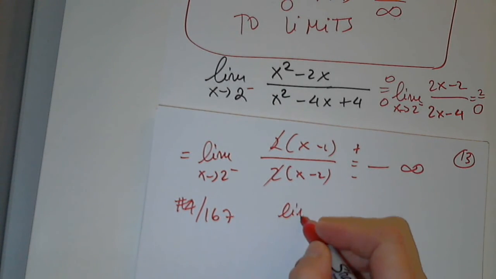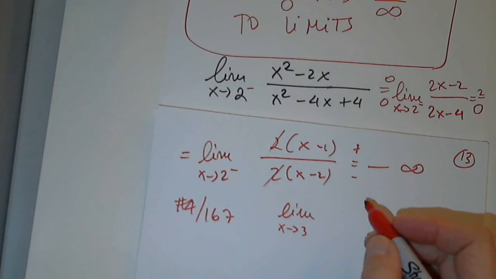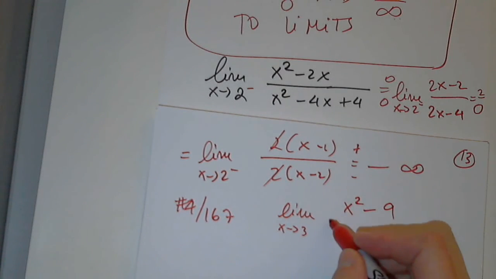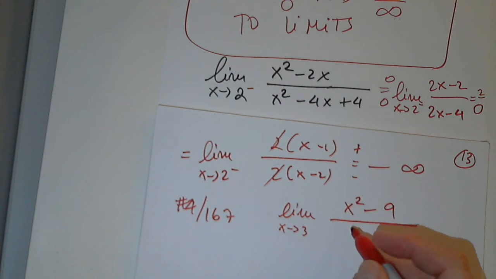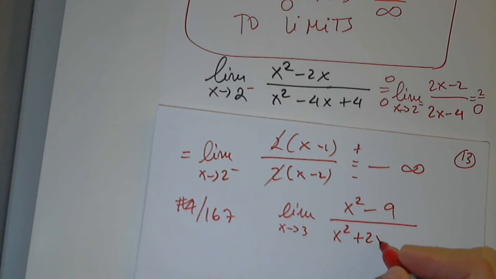And we have the limit as x approaches 3. The numerator is x squared minus 9. The denominator is x squared plus 2x minus 3. Remember, this is crucial. If this is not 0 over 0 or infinity over infinity, L'Hopital's rule is not applicable. So does the numerator go to 0? Does the denominator go to 0?